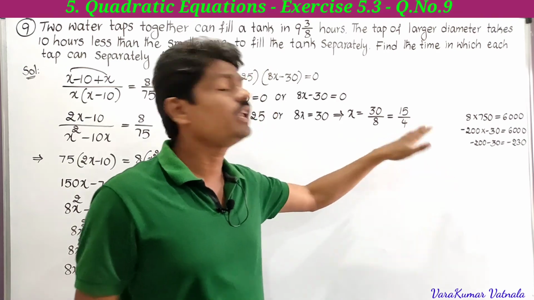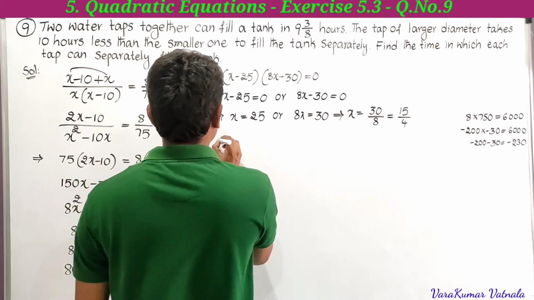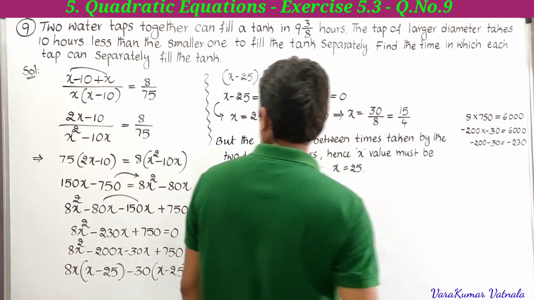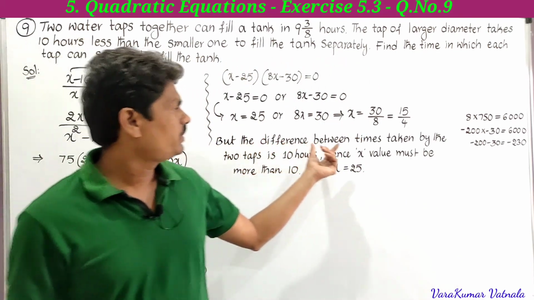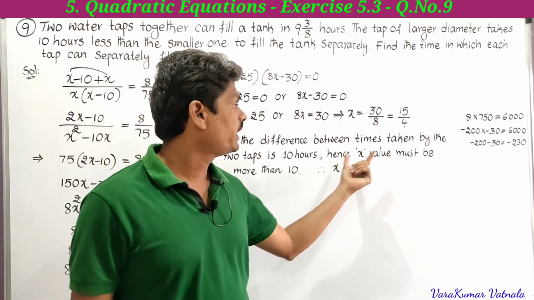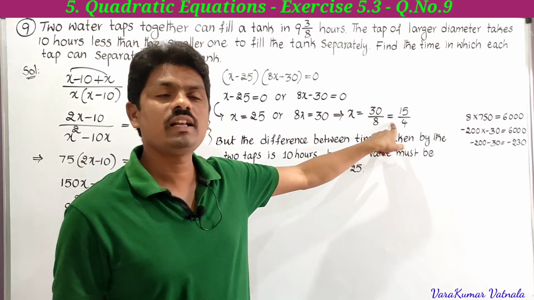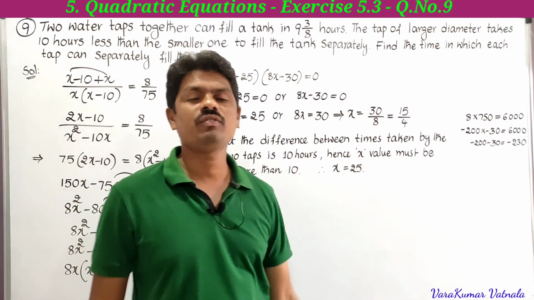So here x value must be more than 10. The difference between times taken by the two taps is 10 hours. Hence x value must be more than 10. Here it is not more than 10, it is less than 10. Therefore x equal to 25 is correct.